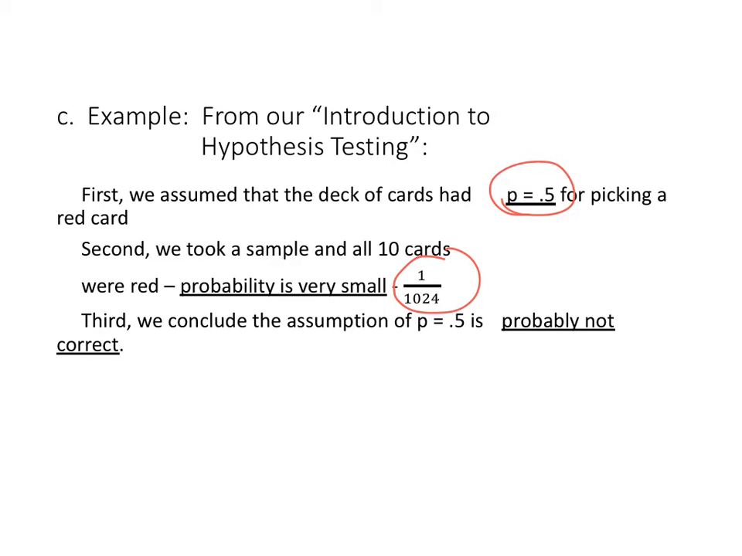Because it's such a small probability that I would get those 10 red cards in a row, we're going to conclude that it's probably not accurate that 50% of my cards are red. That's probably not correct. And then I would have shown you the deck, that it really is not a correct assumption in this case. In fact, the whole deck was red.